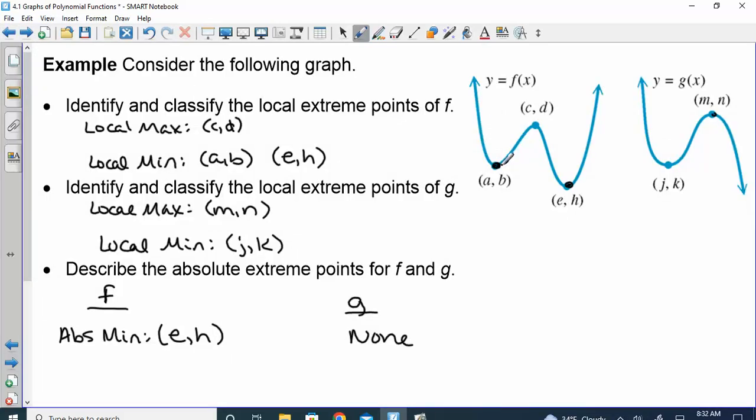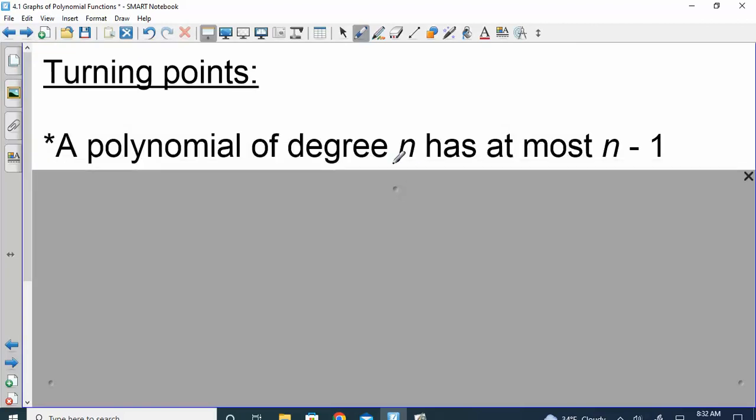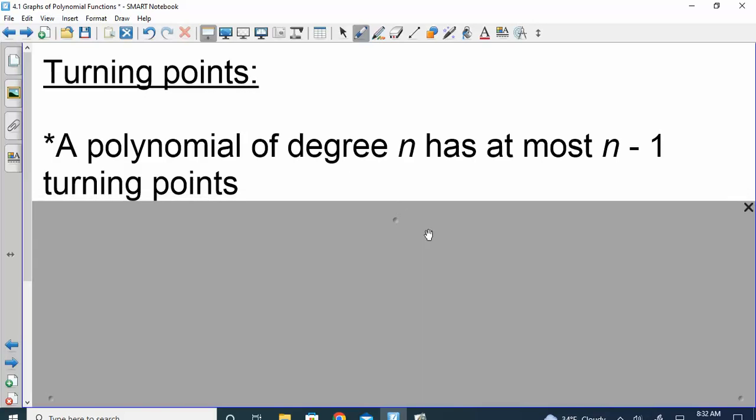All right, turning points. So we said these turning points are basically where we get maximums and minimums. It's where we change direction. It is actually related to the degree. So if your degree is n, you have at most n minus 1 turning points. So for instance, a parabola, x squared, that's degree 2, so it has 1 turning point.